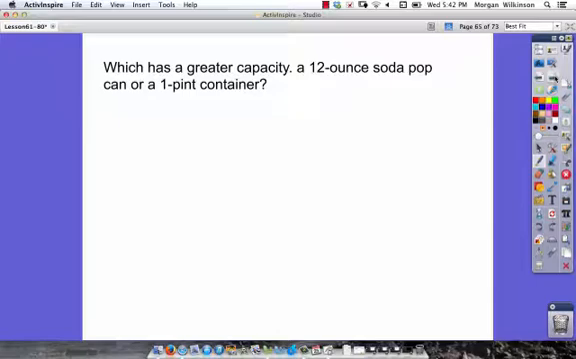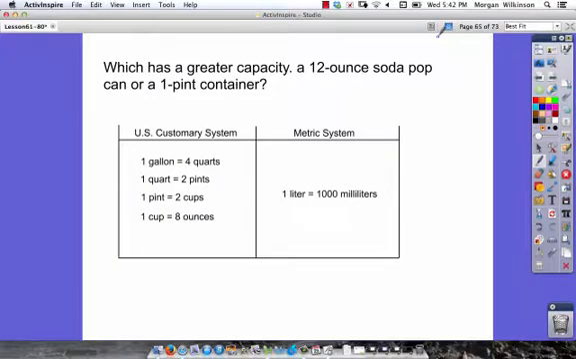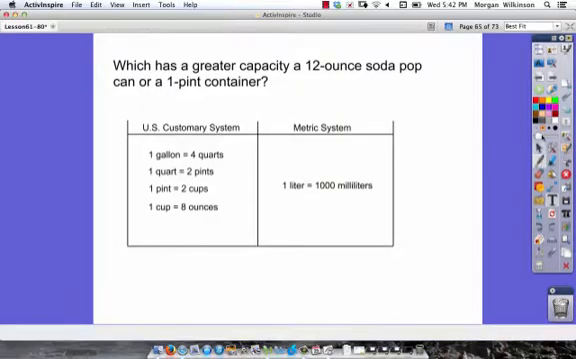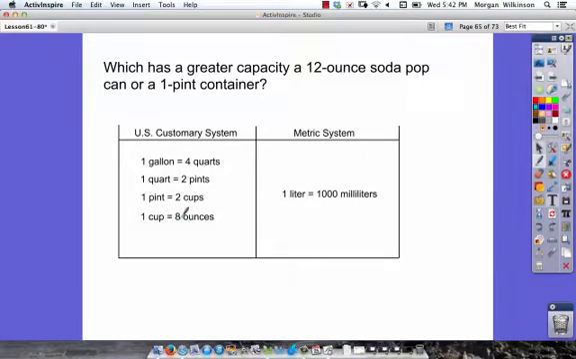Let's bring our picture back. So we've got it. And in this one, this is really just one sentence. We can take the period out there. That doesn't need to be there. And we want to know which has a greater capacity. A 12-ounce soda pop can. So 12 ounces. Well, if we look at what 12 ounces is, 1 cup is 8 ounces. So 12 ounces, and OZ is the abbreviation for ounces. Well, if 1 cup is 8 ounces, then 1 1/2 cups must be 12 ounces, because 4 more than 8 is 12, and 4 is half of 8. So 1 1/2 cups equals 12 ounces.